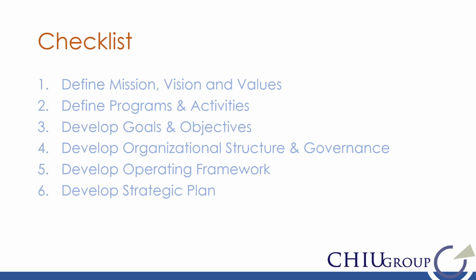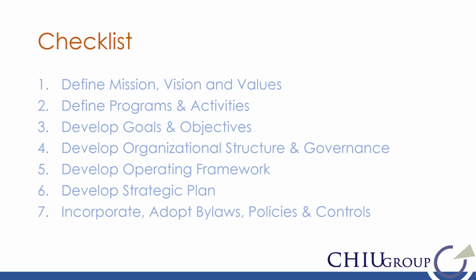Developing a strategic plan, and only then will you have enough strategic information to incorporate the organization and to do all the other regulatory filings and paperwork that goes along with incorporation, like adopting formal policies and procedures, bylaws, and coming up with various organizational controls. And then finally, once the organization is incorporated, to apply for tax exemption status. So this is a checklist of the 8 steps. What I'd like to do now is take a look at each step in more detail.